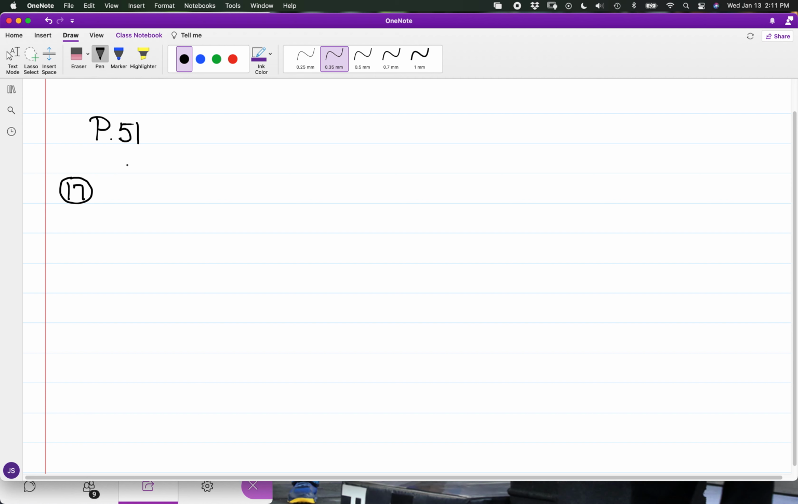Okay, so for number 17, we're looking at rational expressions. Here we have x squared minus 9, all over x squared minus 4x minus 21, and we're looking at simplifying the expression. This will be done through factoring. x squared minus 9 will factor to x plus 3 and x minus 3.